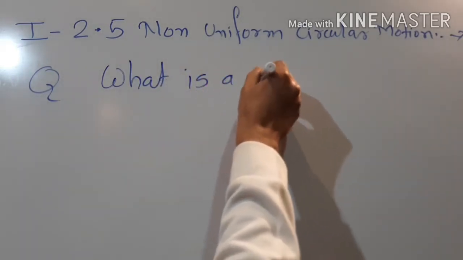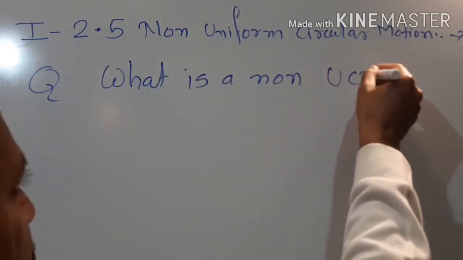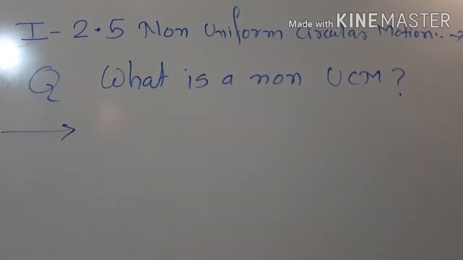What is a non-UCM? The answer to this question is also expressed in a similar manner as that of UCM. The first point is definition, then example, then direction, formula, etc. The definition of non-UCM is similar to that of the UCM; the only difference is that linear speed is variable. So write down the answer.